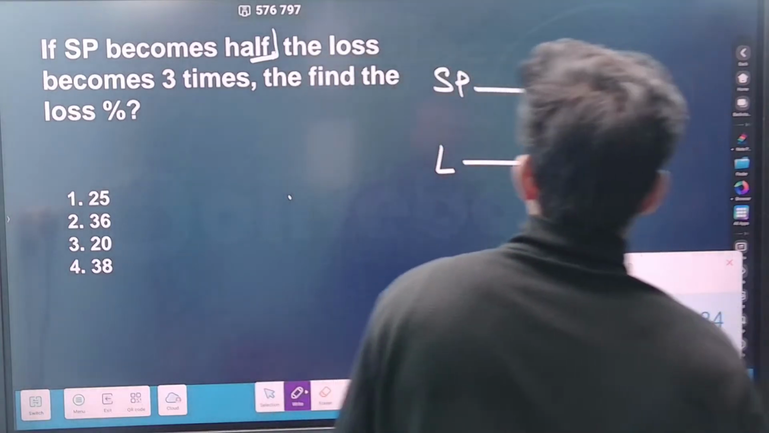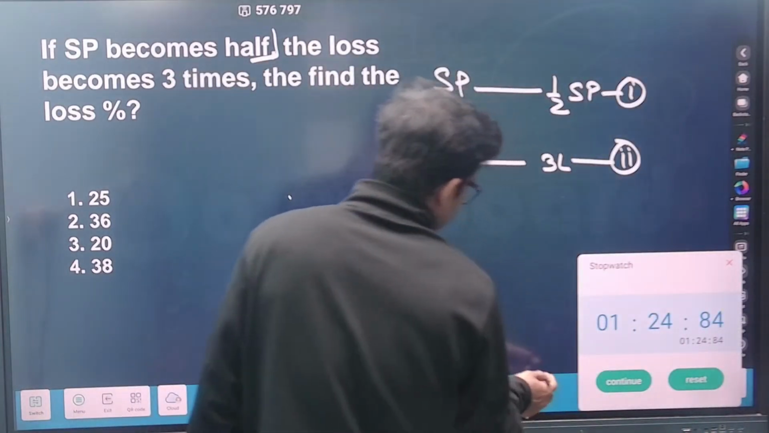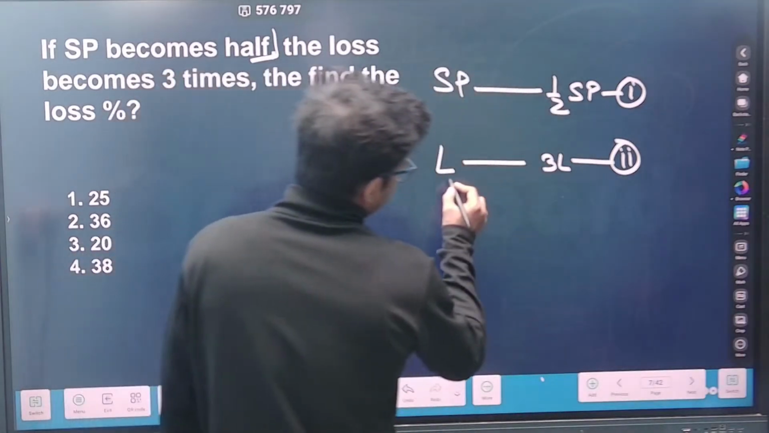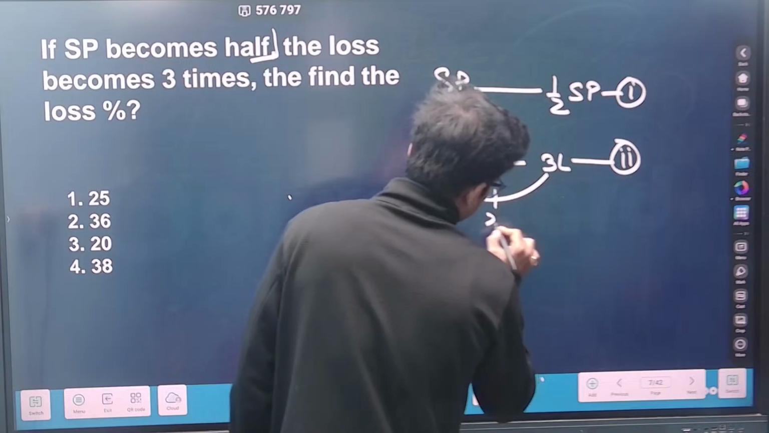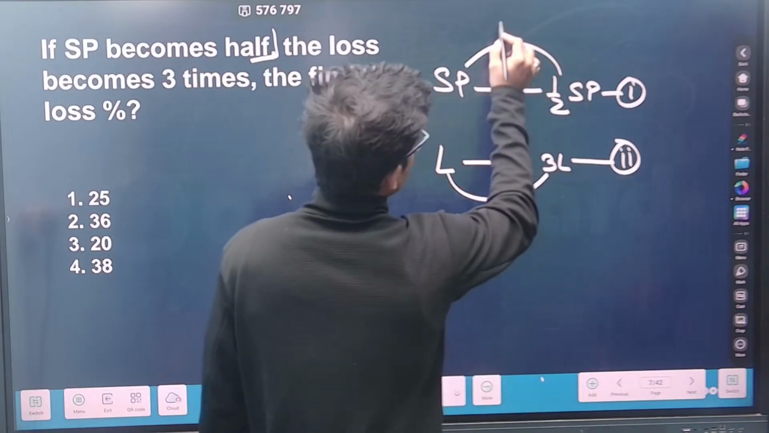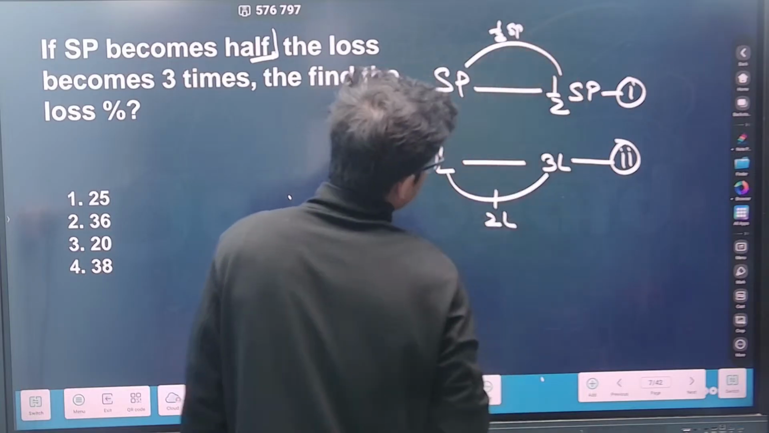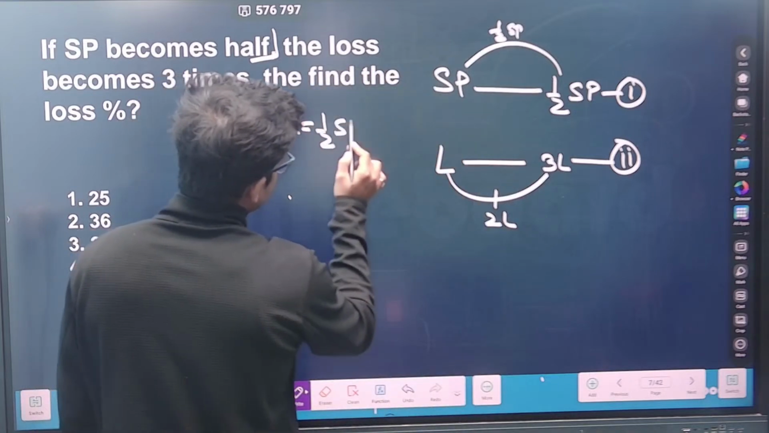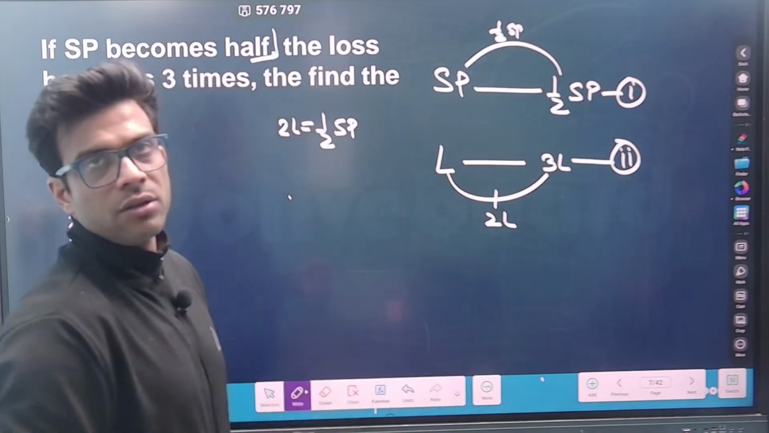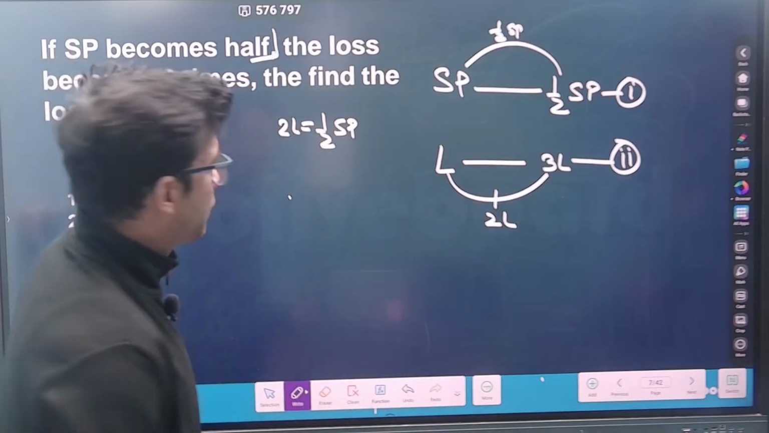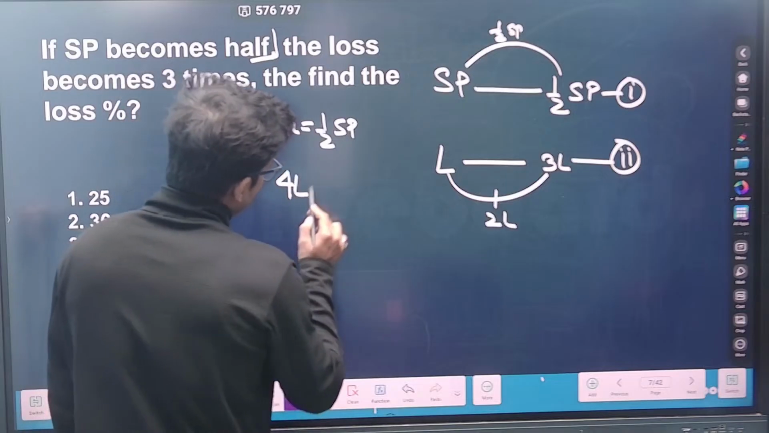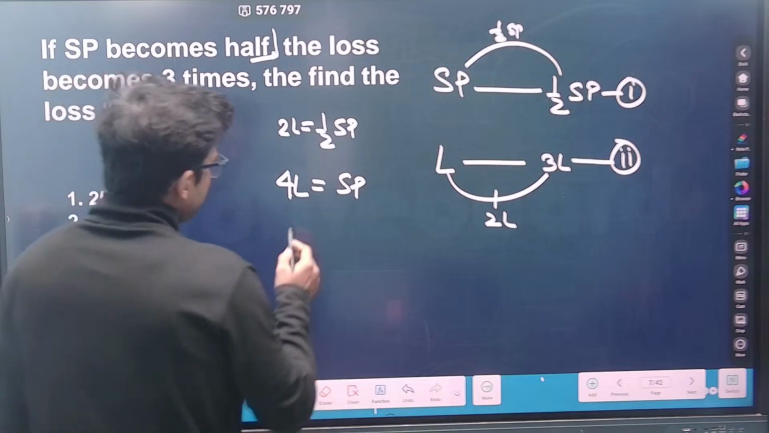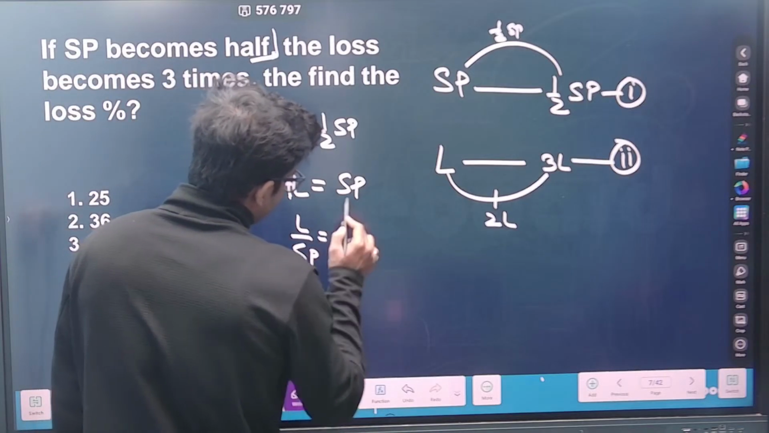Find the loss percentage. First of all, can I say that the difference in the loss, which is 2L, would be equal to the difference in the selling price, which is half SP? So 2L is equal to half of SP. Now I hope this is clear. 2L is basically half of SP. From here 4L would be equal to SP. From here L by SP is equal to 1 by 4.